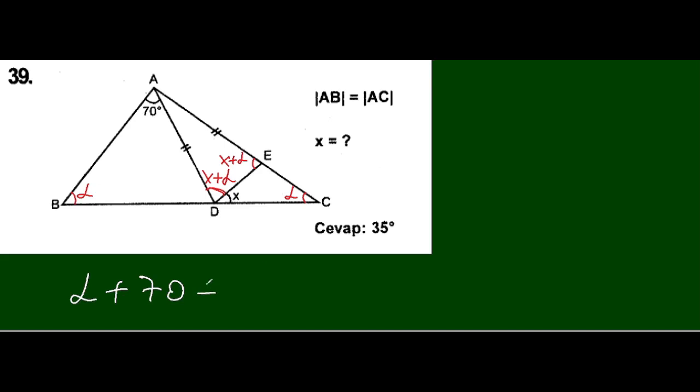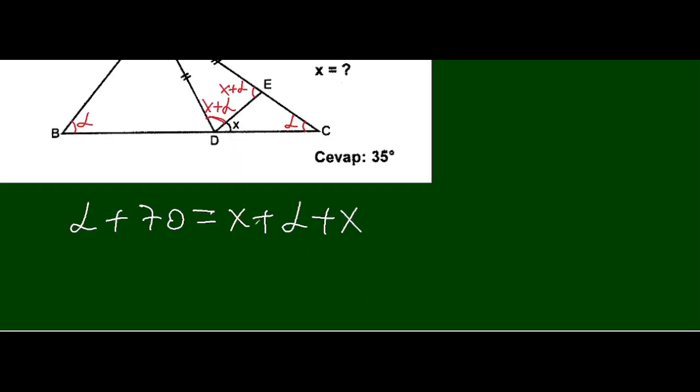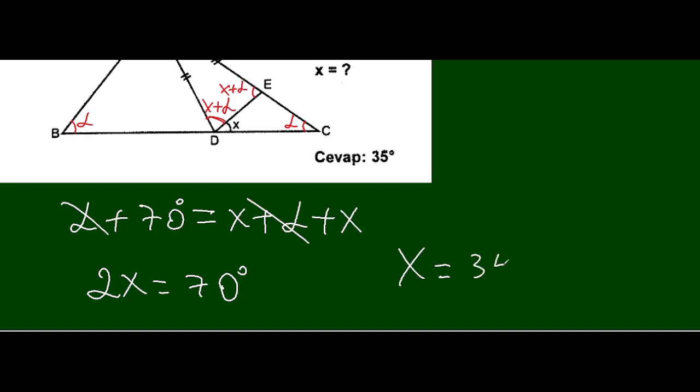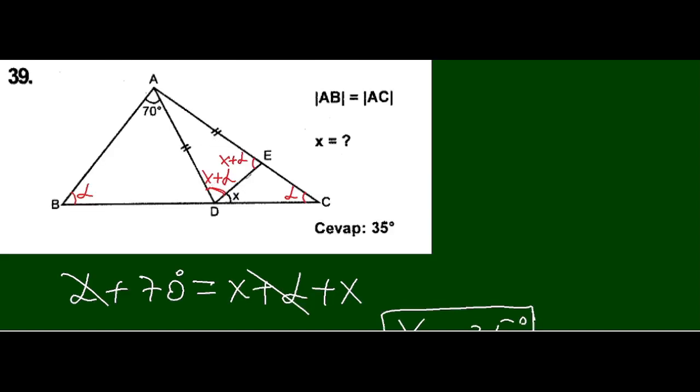will be equal to x plus alpha plus x. Here you can see that alpha and alpha will be cancelled and we'll get 2x that will be 70 degrees. So here degrees, and here now that x will be 35 degrees. So our problem solved, and we practiced the term that was given.